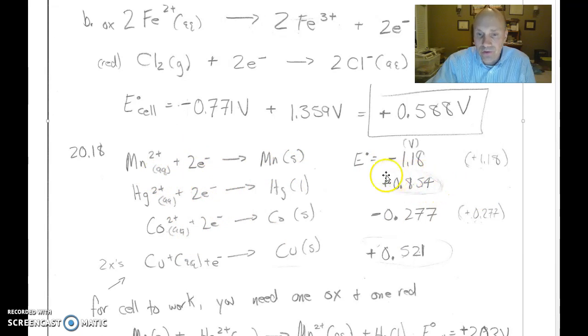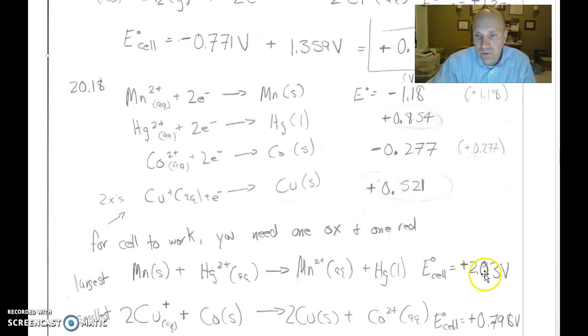So if I take this one right here as a reduction, let's see which of these other things I could have as an oxidation. If I drew this one right here as an oxidation, this would be its electromotive force, and I believe that these two numbers right here would give me the biggest number. So that's what I do right here.